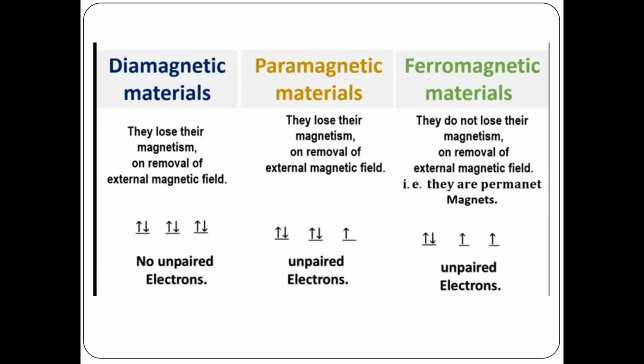And diamagnetic material has no unpaired electrons, but in the case of paramagnetic material it has few unpaired electrons, and ferromagnetic material has a larger number of unpaired electrons.